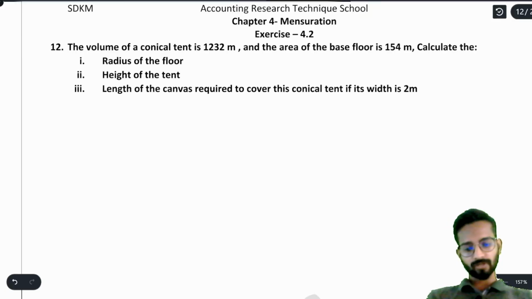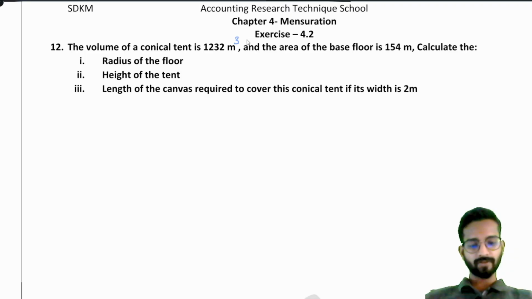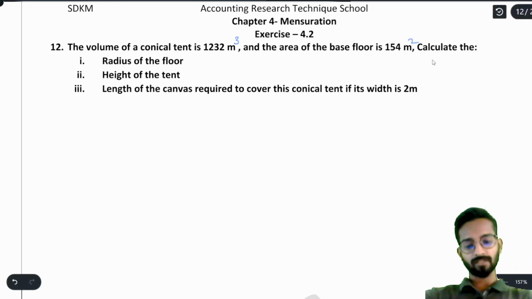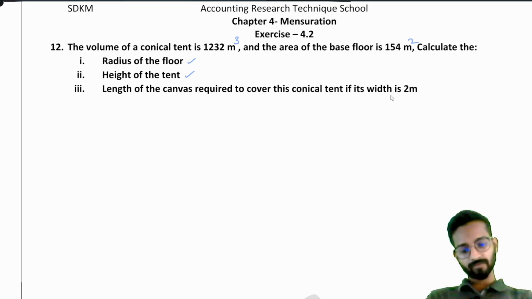The volume of a conical tent is 1232 meter cube, that we just found out. And the area of the base floor is 154 meter square. Area of the base floor means the base is obviously a circle, and they are saying the area of the circle is 154 meter square. Calculate the radius of the floor, the height of the tent, and the length of the canvas required.